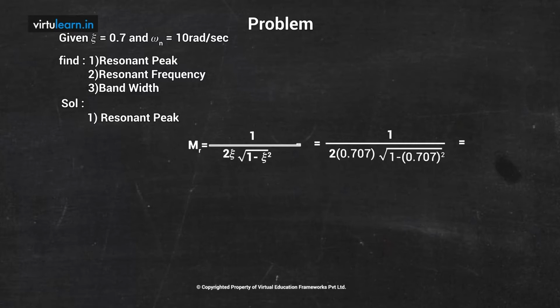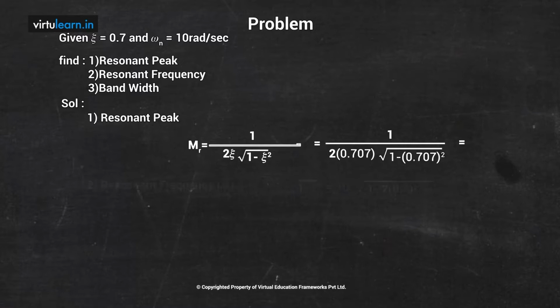So the peak magnitude is 1 when zeta is equal to 0.707. If zeta is greater than that, then Mr we cannot calculate. That means percentage Mp in time domain is valid for all the range of zeta values from 0 to 1, whereas in frequency response this resonant peak is valid for only 0 to 0.707, not more than that.